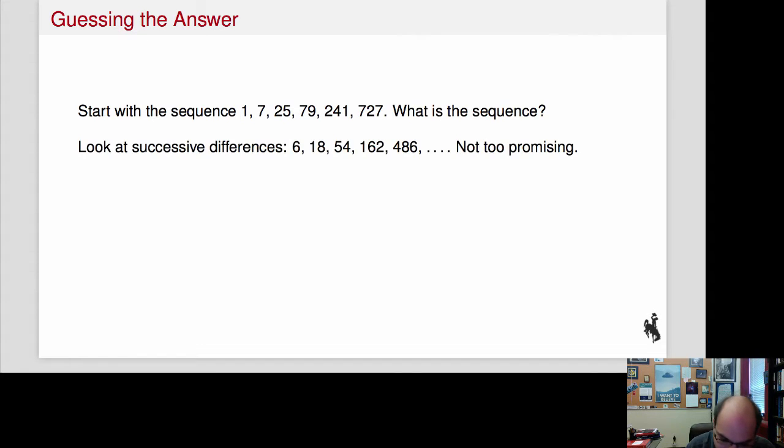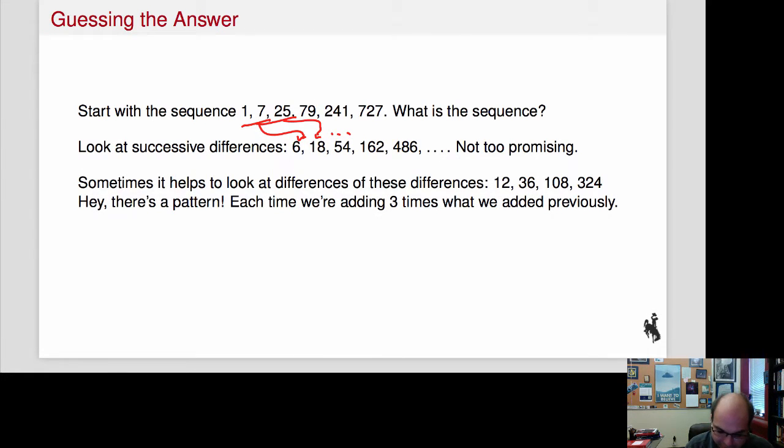So let's try. I'm going to look at successive differences. So 7 minus 1 gives me a 6. 25 minus 7 gives me an 18, and so on. I was really hoping that those successive differences were all the same value, but they're not. That's not very promising. I am not panicking because I have other hints. So let's try differences of these differences. You might as well. That didn't work, but don't give up.